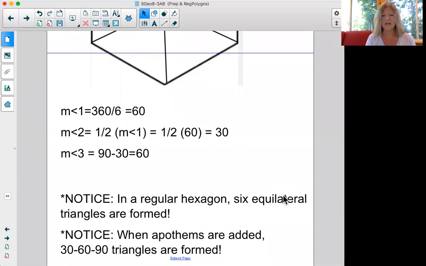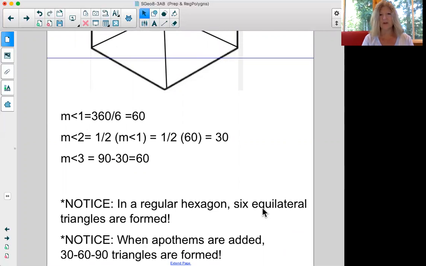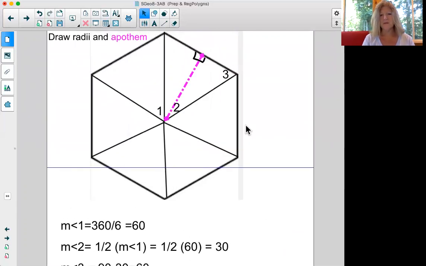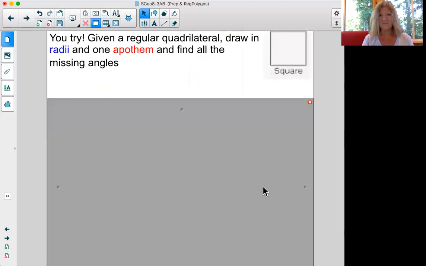Now notice, in a regular hexagon, when you draw in all your radii, notice 6 equilateral triangles are formed. So notice that you just found out that this angle is 60 and this angle is 60, so all of the central angles are 60, only in the regular hexagon.